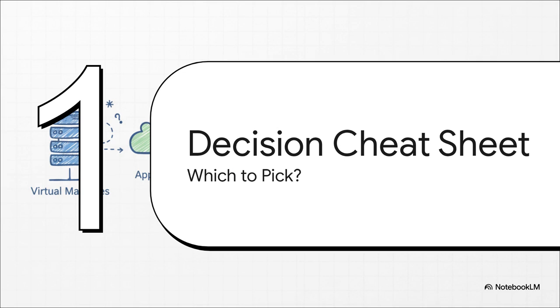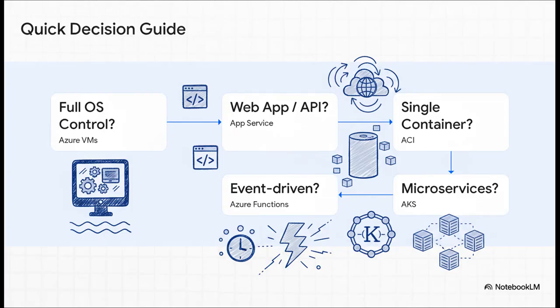All right, we have covered a ton of ground. We've climbed that whole ladder from the raw control of VMs all the way up to the ultimate convenience of functions. So now, let's put it all together into a practical guide that you can start using like today. This is it. This is your cheat sheet. Just walk through these questions. First, do you absolutely need full control over the operating system? If yes, you're looking at VMs. Is it a pretty standard web app or an API? App Service is going to be your best friend. Got a single, simple container to run? That's ACI. A whole fleet of them for a microservices empire? That's AKS. And finally, if you just need some code that runs on demand when something happens, you guessed it, Azure Functions. See? It's that simple.